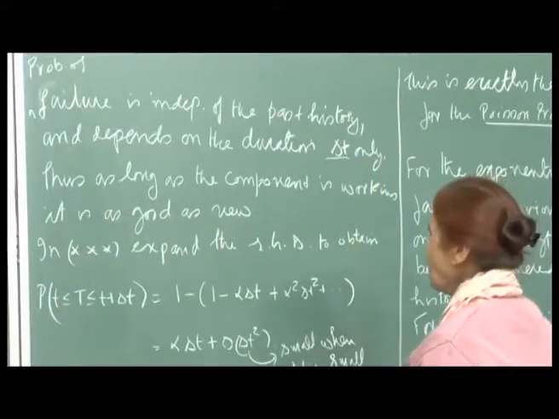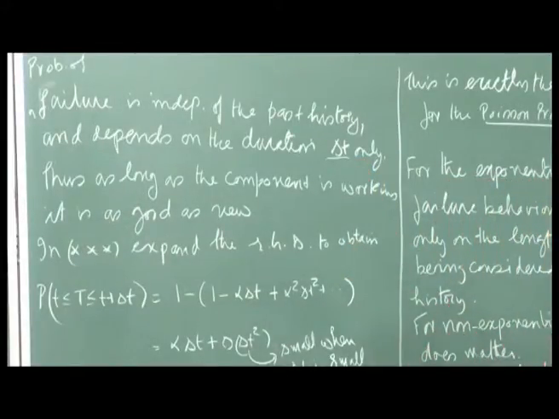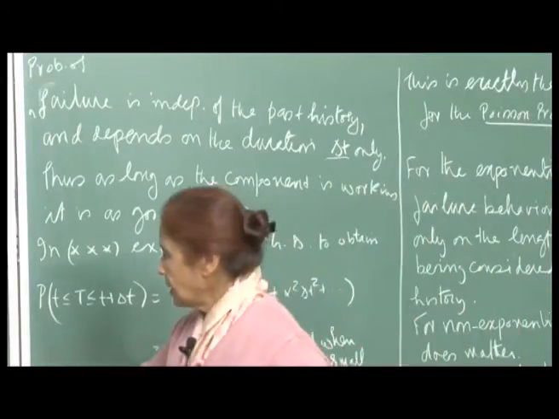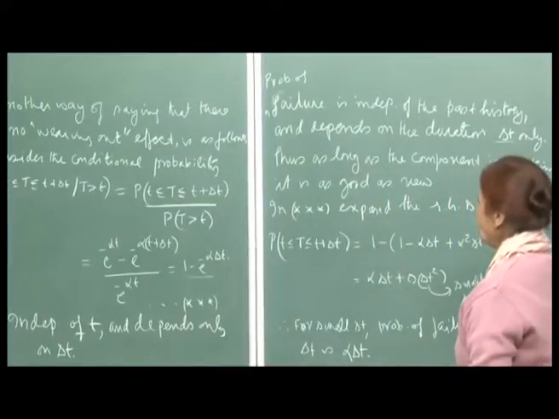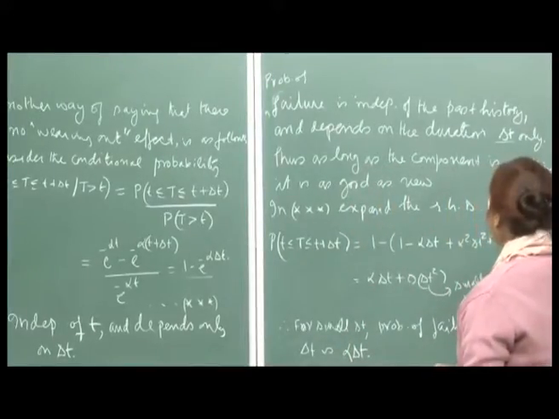So, thus as long as the component is working, it is as good as new. Now, in this equation, suppose I expand the right hand side, the expansion for e raised to minus alpha delta t.